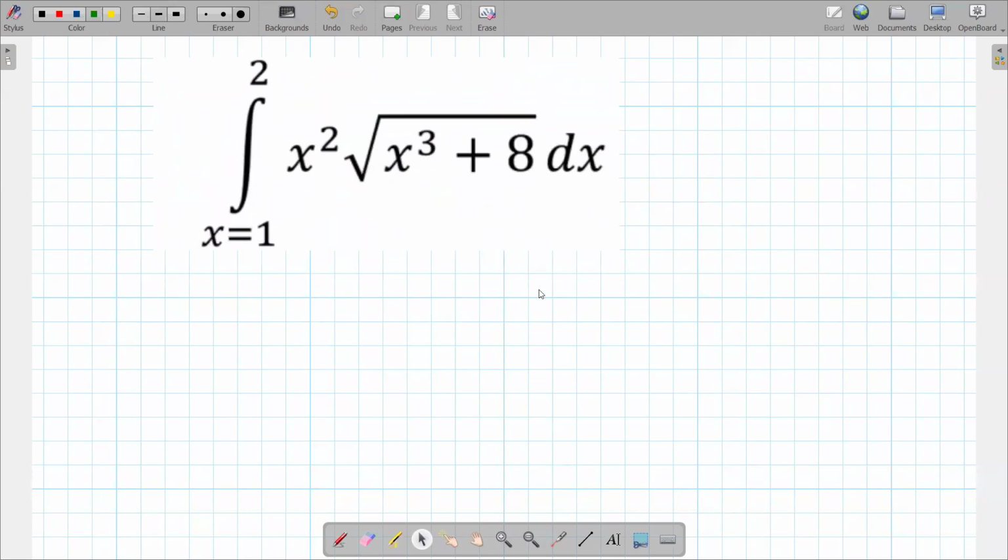Now you see here, there are 3 functions. You have the x cubed plus 8 on the inside, there's a radical there, so you have a square root, and then you also have a quadratic on the very outside. Now let's say there's no x squared, right? Let's just say it was just this. What is this? 1 over 2. Let's say the question was just this.